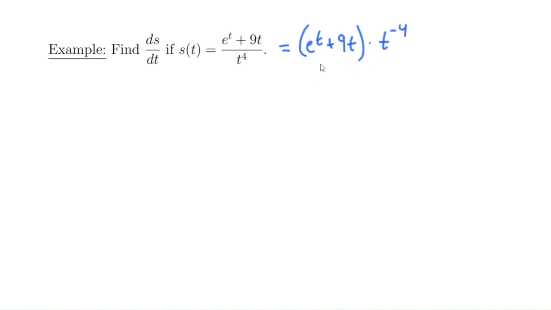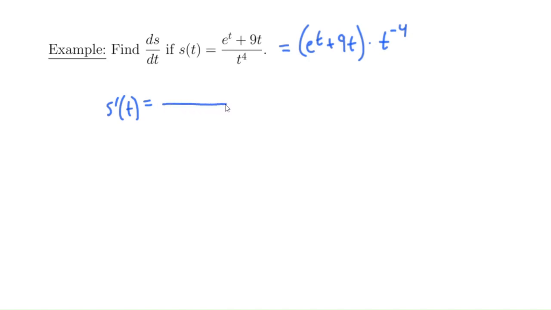Okay, and then we could use what? Well, we could use the product rule. We do the first function times the derivative of the second plus the second times the derivative of the first. So one way to do this would be to use the product rule. Okay, and I challenge you to do it that way. See what you get. Another way, though, is to use the quotient rule. So let's find s prime of t using the quotient rule.